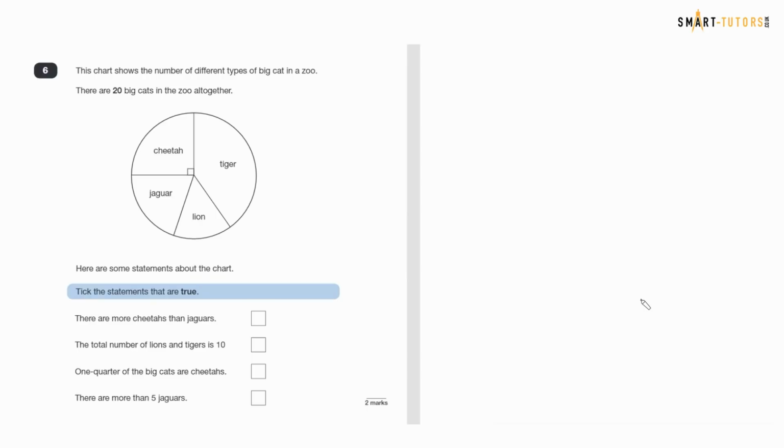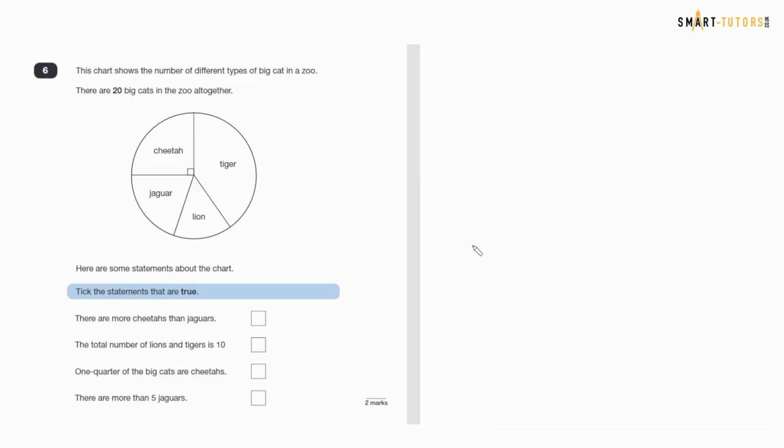Question number 6. This chart shows the number of different types of big cat in a zoo. There are 20 big cats in the zoo altogether. Cheetah, jaguar, lion, tiger. Here are some statements about the chart. Tick the statements that are true. I'll let Ivan explain. So, first you have to look at the statements. There are more cheetahs than jaguars. The total number of lions and tigers is 10. 1/4 of the big cats are cheetahs. And there are more than 5 jaguars.